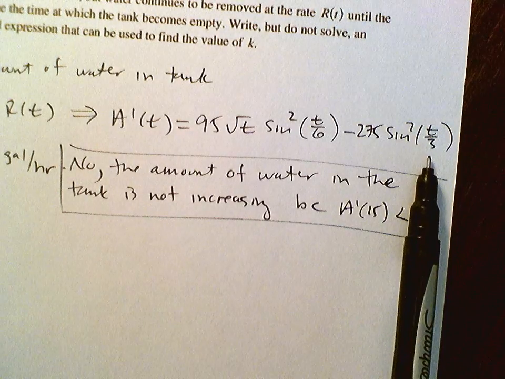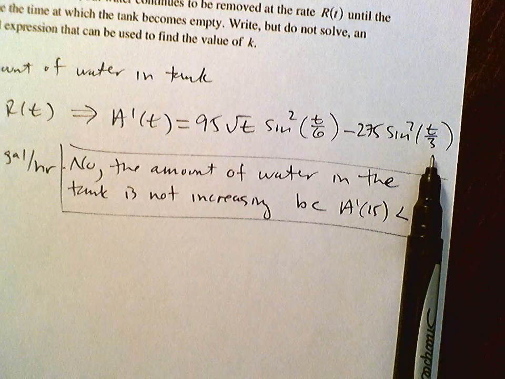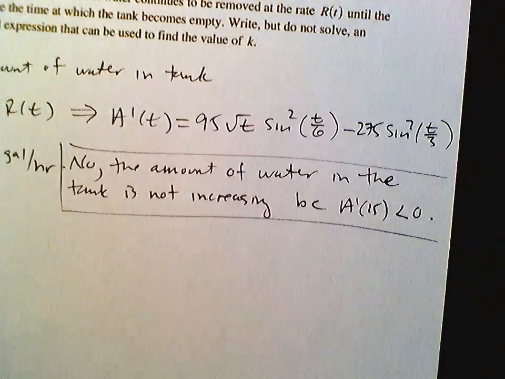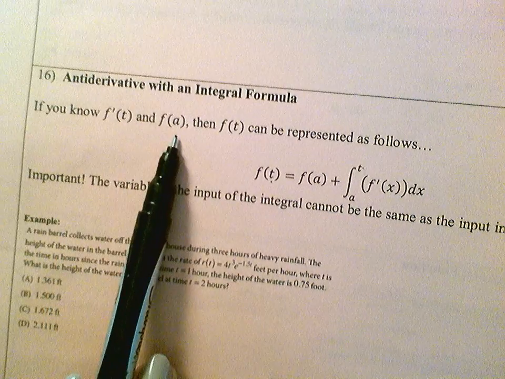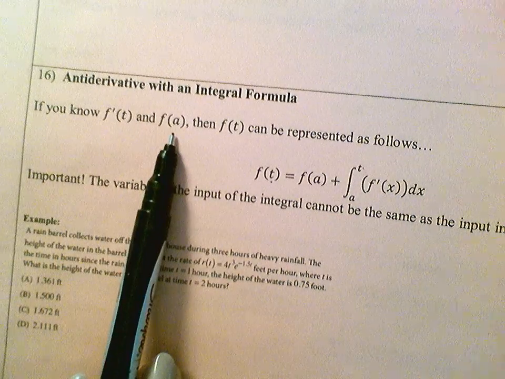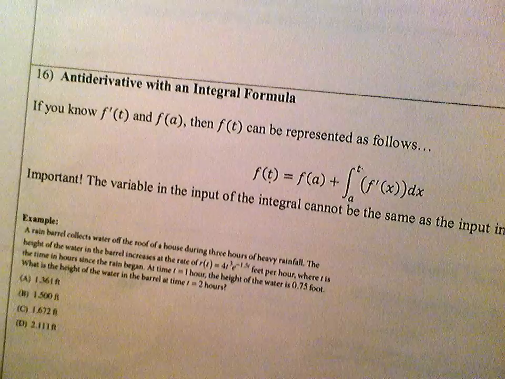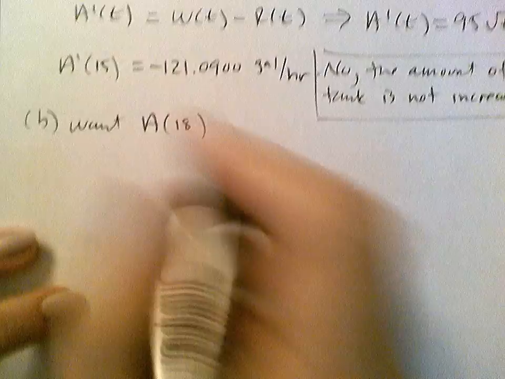So this is a theme that you should be noticing. If you don't know the antiderivative but you need it, then you use the antiderivative with an integral formula. Okay, if you just flip your packet over, it's this one right here. If you know this, we need to know at least one output for the antiderivative. Then we can express the antiderivative as follows. All right, so I could use the antiderivative with an integral formula.